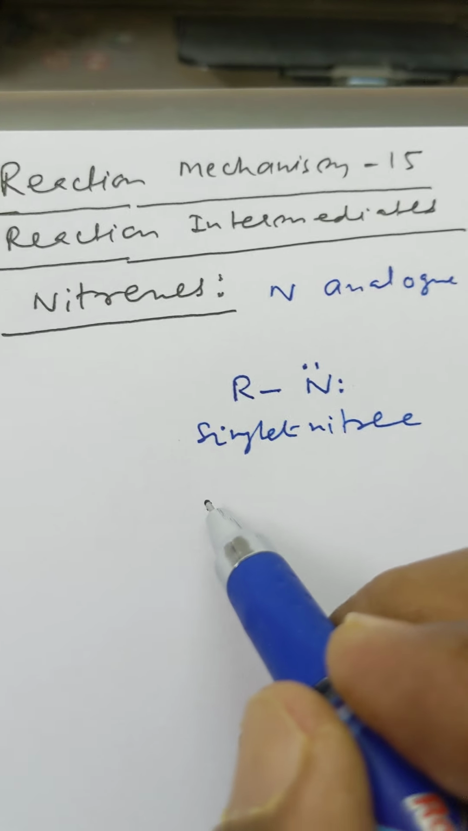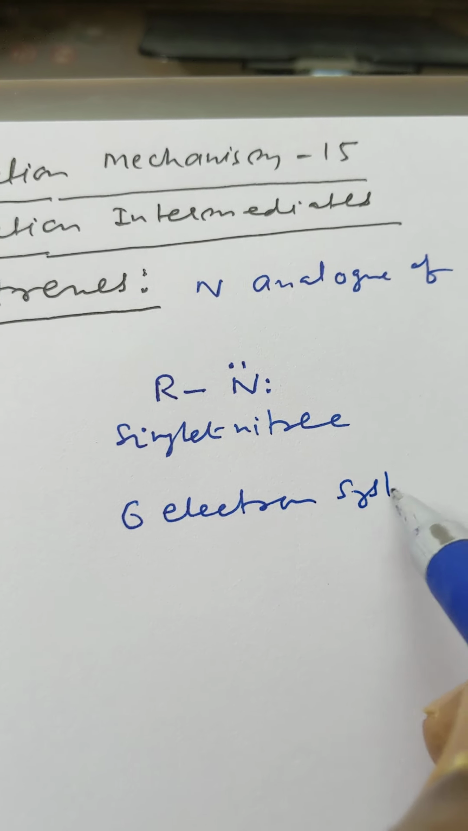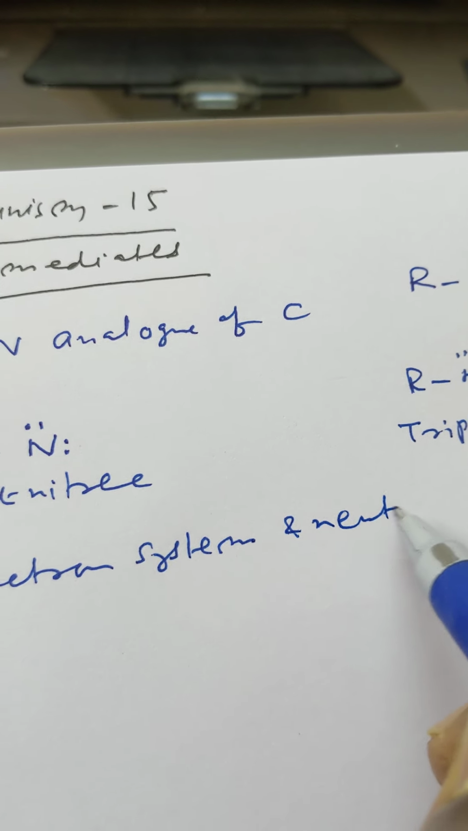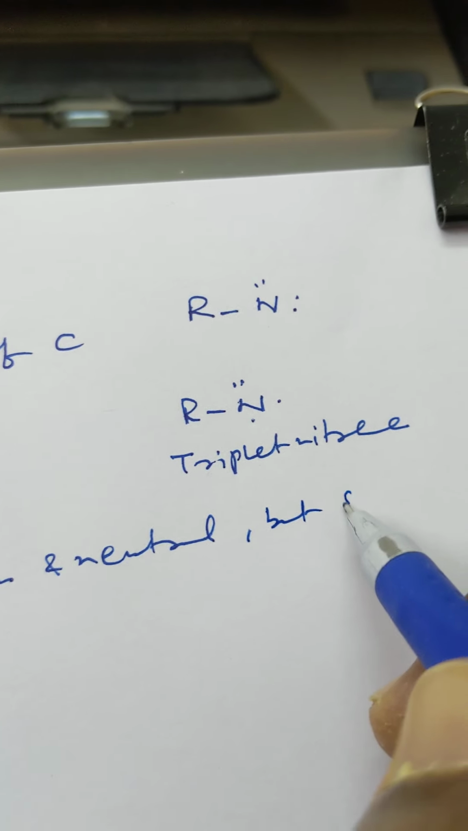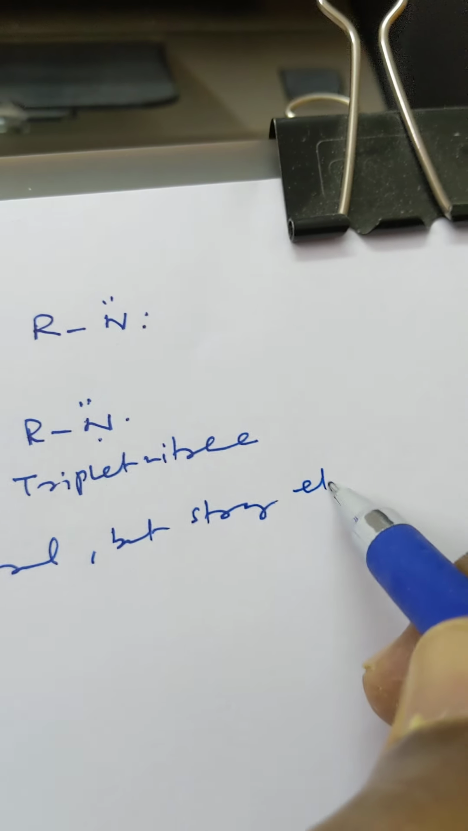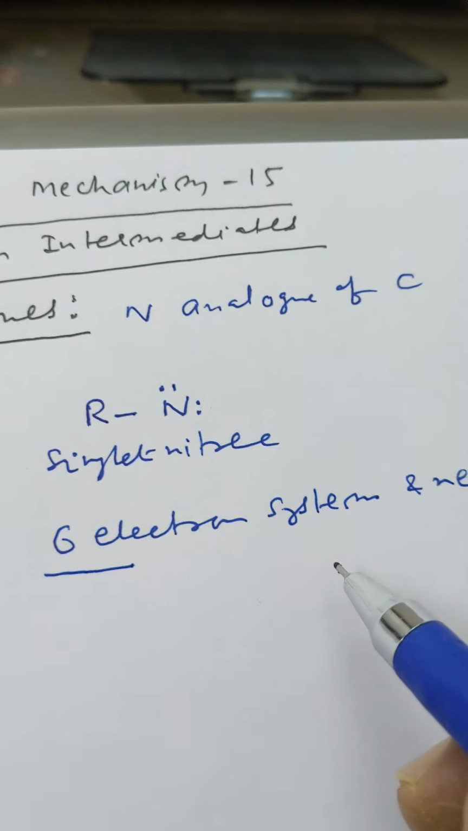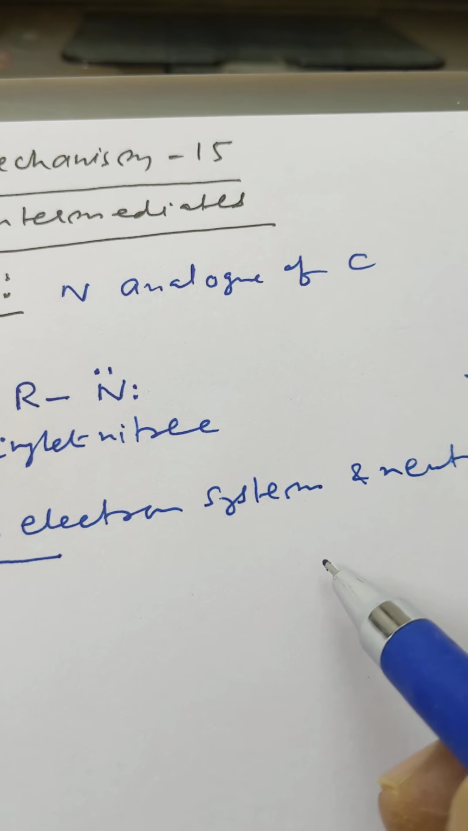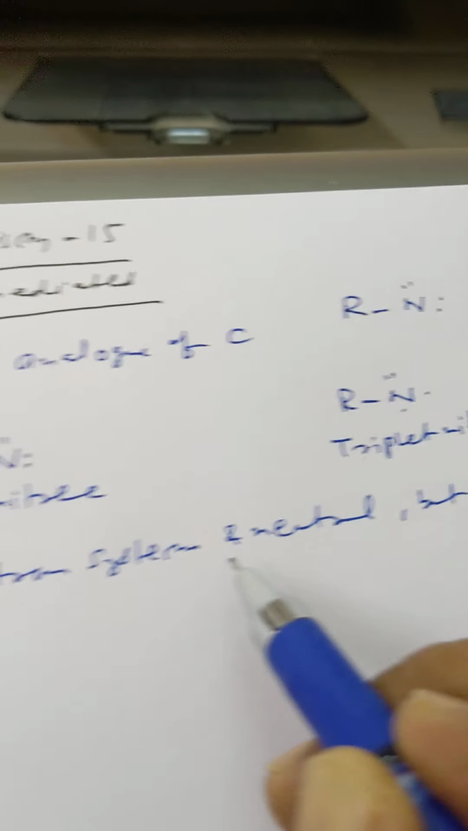Now, in both the cases, it is a 6 electron system and neutral, but strong electrophile in nature. Strong electrophile because it is a 6 electron system and they are short of 2 electrons, and hence they are strong electrophile in nature. And carbenes are also like this, but electrophilicity of carbene is less than the nitrene. Okay, formal charge is 0.